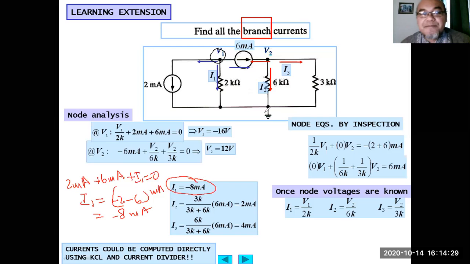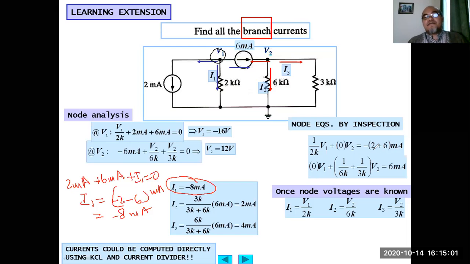Then from here, I1 is known, then I2 can be solved using the current divider formula, remember from chapter 2. I2 here becomes 3K divided by 3K plus 6K multiplied by 6 milliampere, this current, so it equals 2 milliampere. I3 means 6K divided by 3K plus 6K multiplied by 6 milliampere equals 4 milliampere. And then we have the same result.